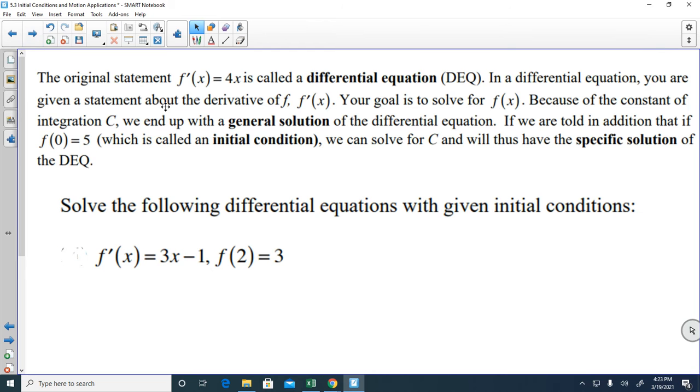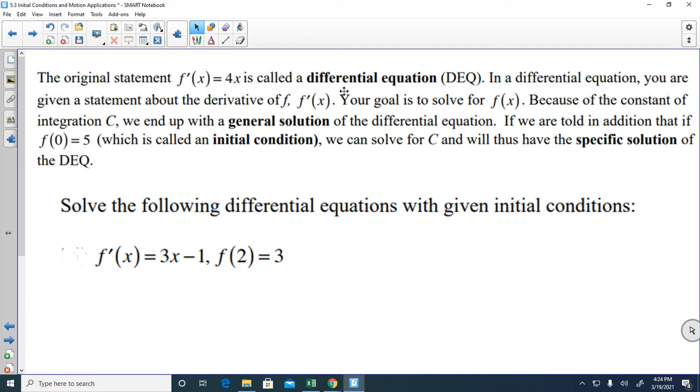So here we go. Originally, we have been given statements about derivatives, and this is called a differential equation. In a differential equation, you're given a statement about the derivative, and your goal is to figure out what the original function, or what f is. Because of the constant of integration c, we end up with a general solution. We end up with something like something x plus c, because we don't know exactly what that constant is.